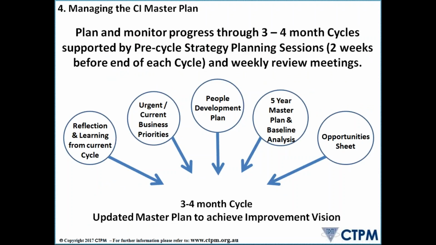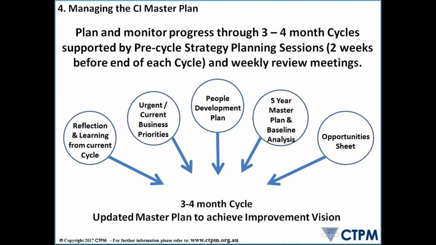And just to finish up, how do we manage the master plan? Well, it's all about plan and monitor progress through 3 to 4 month cycles, supported by what we call pre-cycle strategy planning sessions. So 2 weeks before the end of each cycle, you've actually got a plan to tell people at the end of the cycle. You reflect on how you went, and we have 5 little things we get sites to do. We look at what we learned from doing our improvement over the previous cycle. Is there anything urgent or current business priorities that we really need to be mindful of, because the whole idea of doing this is to impact the key success factors and the return on investment for the site. So if something critical comes up, we've got to blend that in.